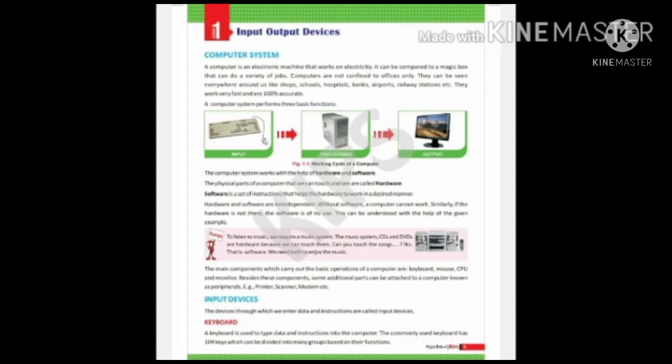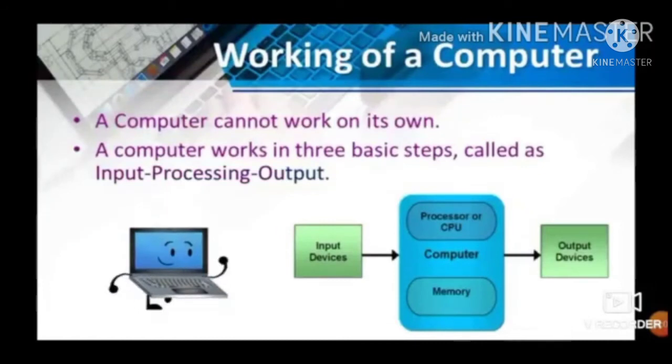Now we'll see the basic working of a computer system. Working of computer. A computer cannot work on its own. A computer works in three basic steps called input, processing, output. Once we give input, it goes to the processor where it is processed and goes back to output devices.